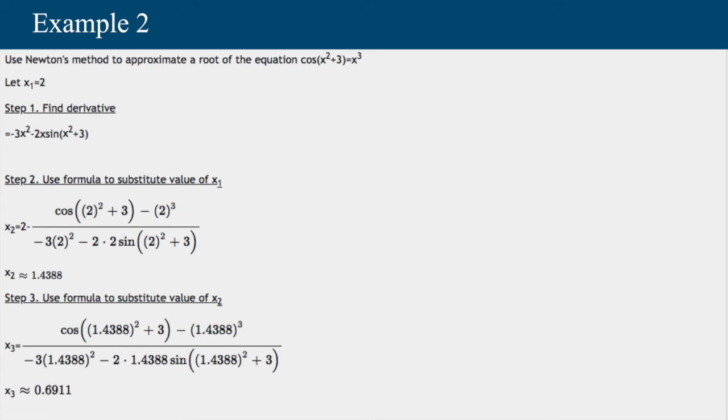After we substitute in 2, we will find that the answer is approximately 1.4388. We will then plug that number in again to get the third approximation, which will give us approximately 0.6911.